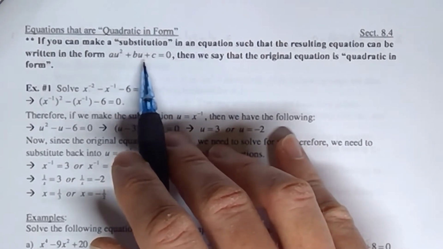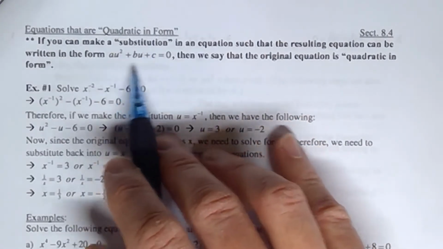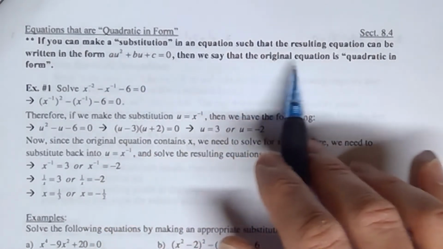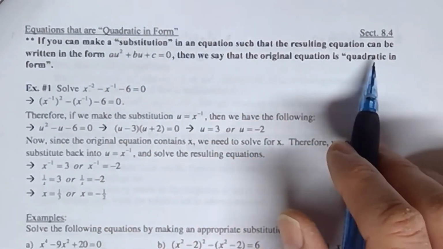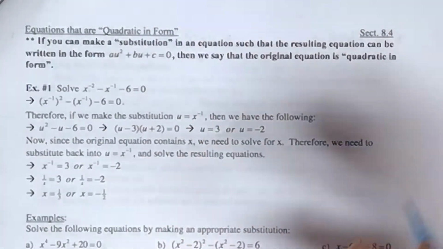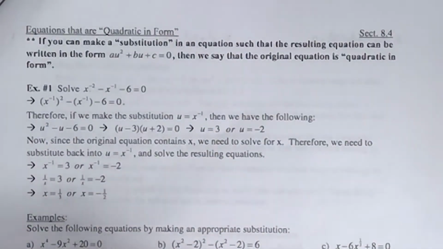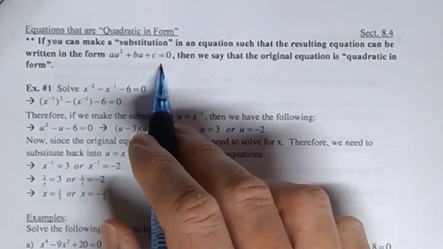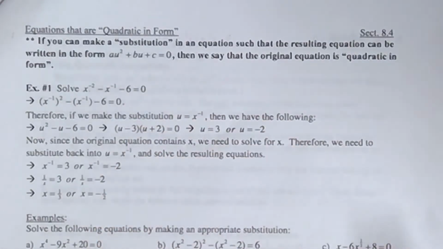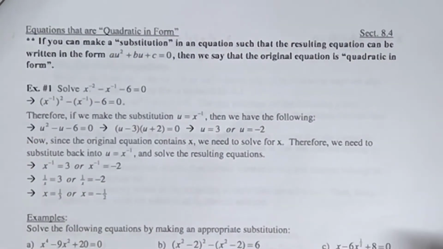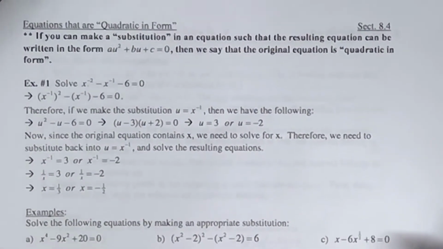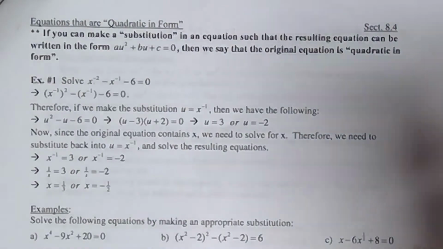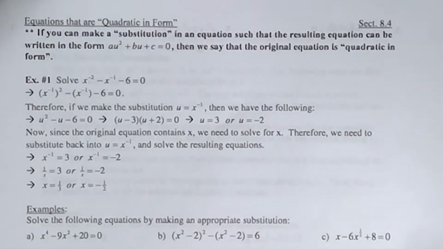When you are able to convert the equation to this, then we say that the original equation is quadratic in form. In other words, the original equation is not a quadratic equation, but you can convert it to a quadratic equation that is in this form eventually. We're going to talk about what all that means coming up. But first of all, how do we find the appropriate substitution? Let's look at the first problem.